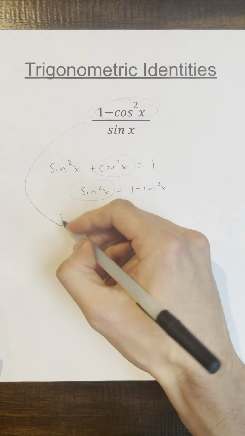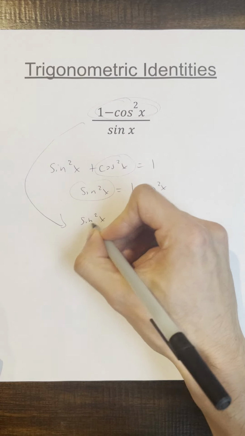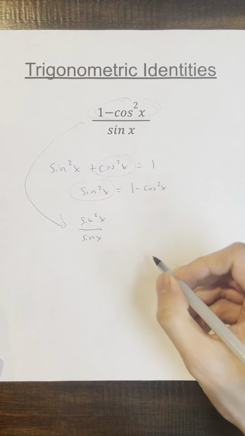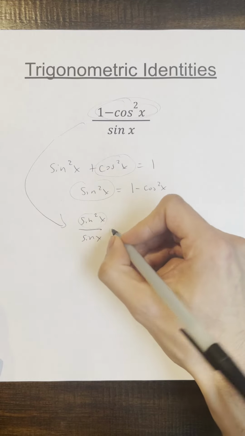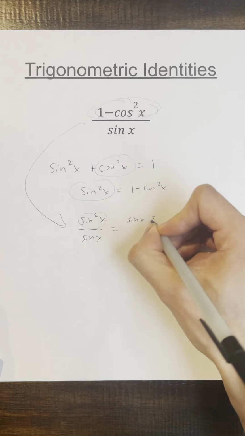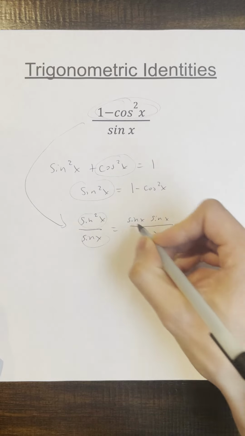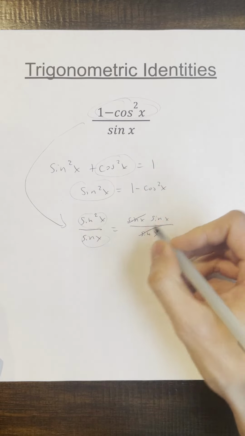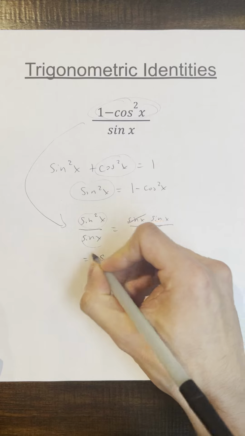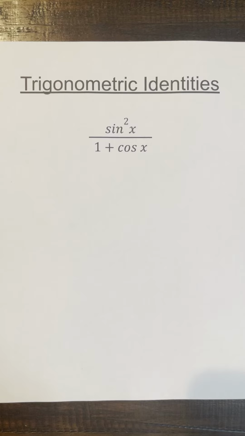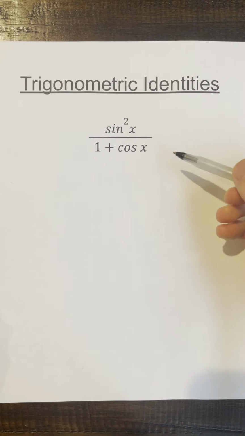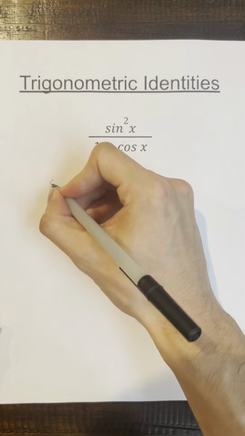And this fraction is going to become sine squared x over sine x. You can think of sine squared x as sine x times sine x. This is staying the same in the denominator, and I can just cancel. So we're left with sine x. This is your answer. Even if you just see sine squared x by itself, still think of this identity.